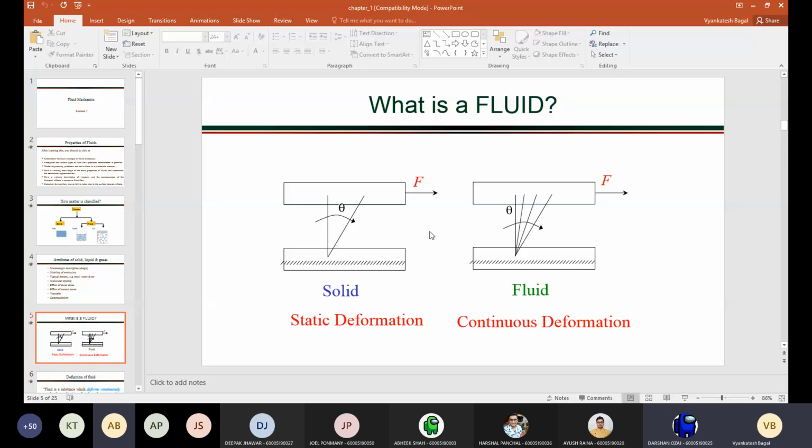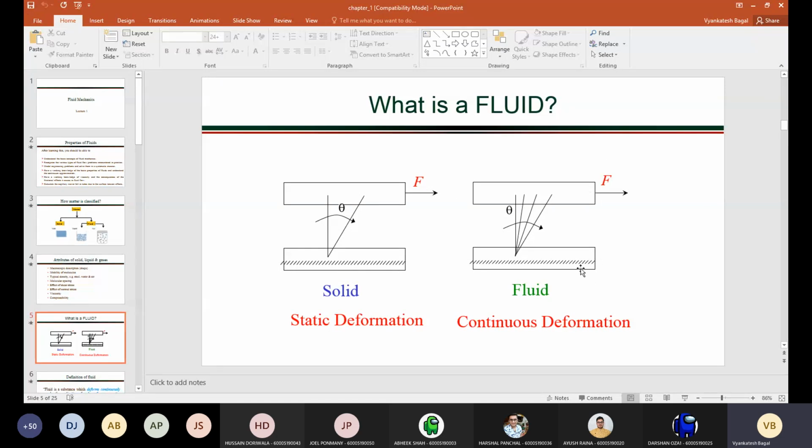Suppose your system is within elastic limits. So it will come back to its original position, by the understanding from solid mechanics or SOM, right? Now, how is the deformation different in the case of fluids?